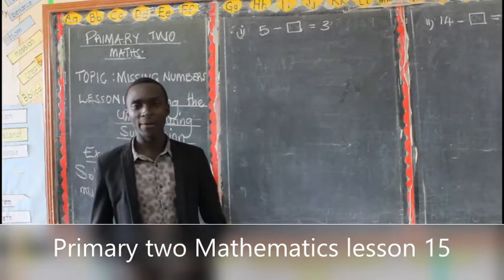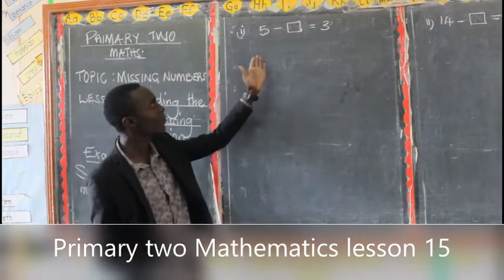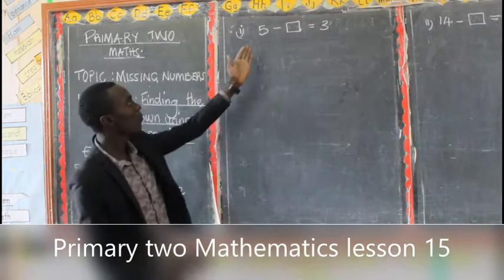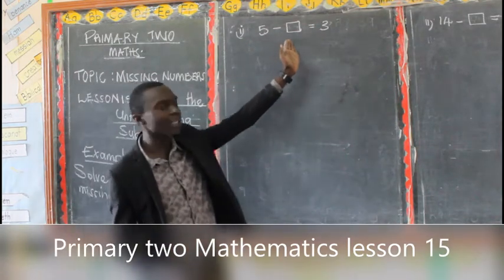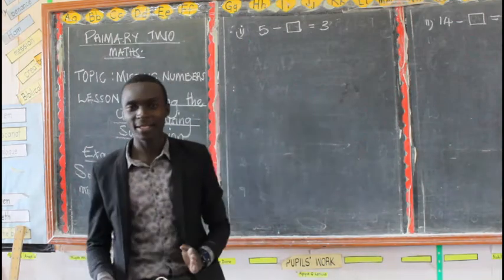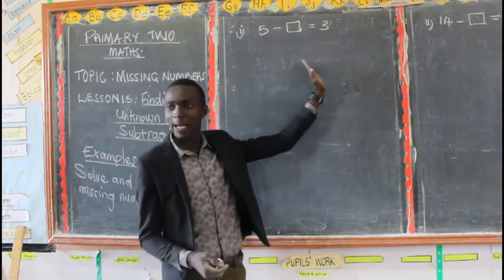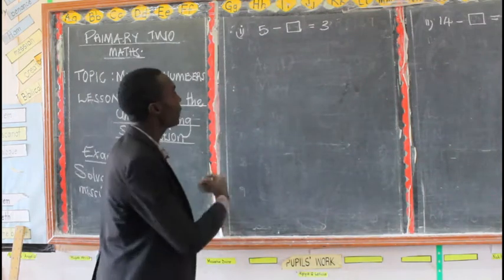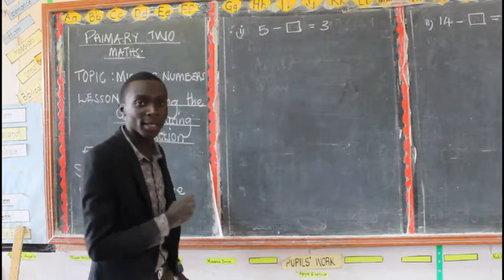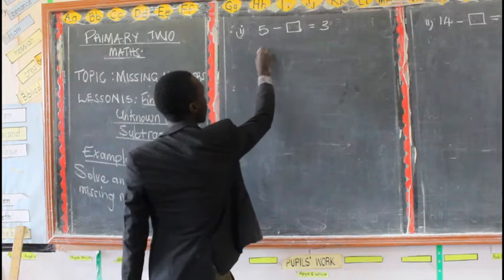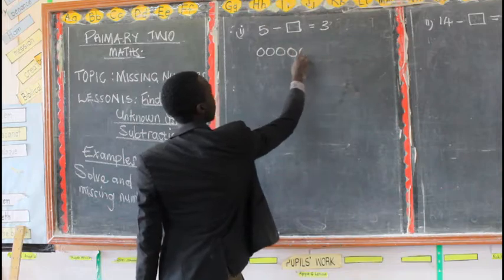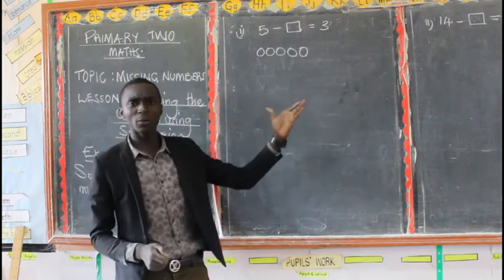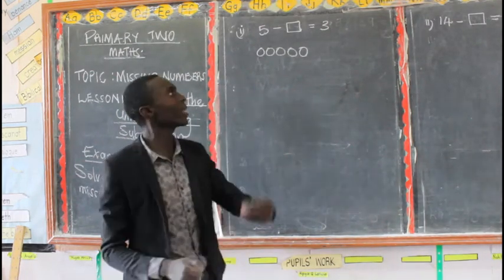Before attempting this number, you have to state it verbally. Speak it out by saying, when you get 5, you subtract a number, you will get 3 as the answer. What is that number? If we try to use our practical method, if you have 5, 1, 2, 3, 4, 5, these are our 5. How many shall we subtract in order to get 3 as the answer?